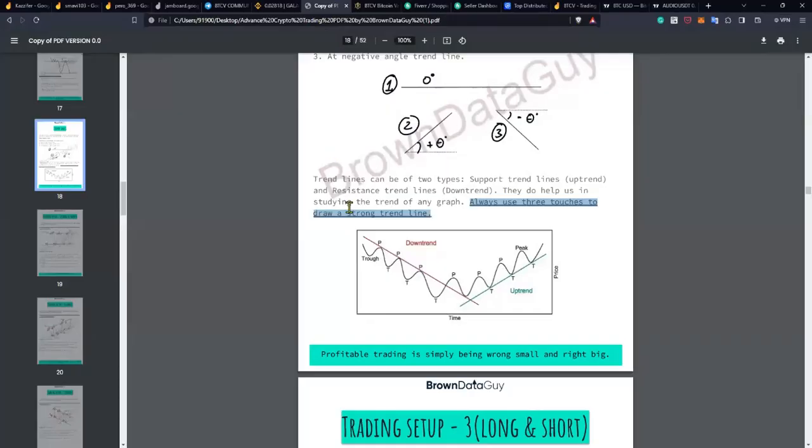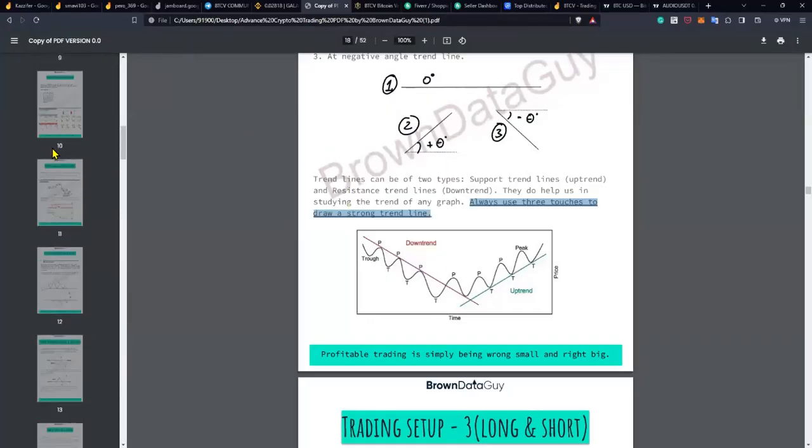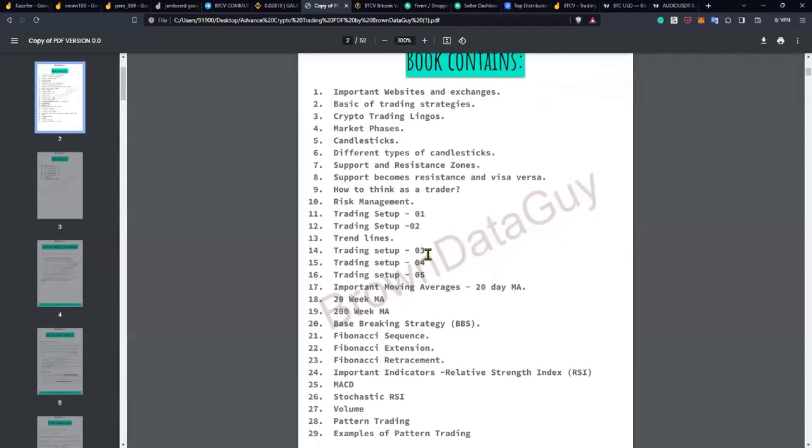We have completed till here. Almost till here. This is the 4th class, I believe. So, okay, we still have time, so nothing to be worried about. In the next class, we will talk about trading setup 04, 05, and 20-day moving average. All these 3 topics we will complete in the next class. Today, we completed trading setup 02, trend line, how to draw trend lines, and trading setup 03.